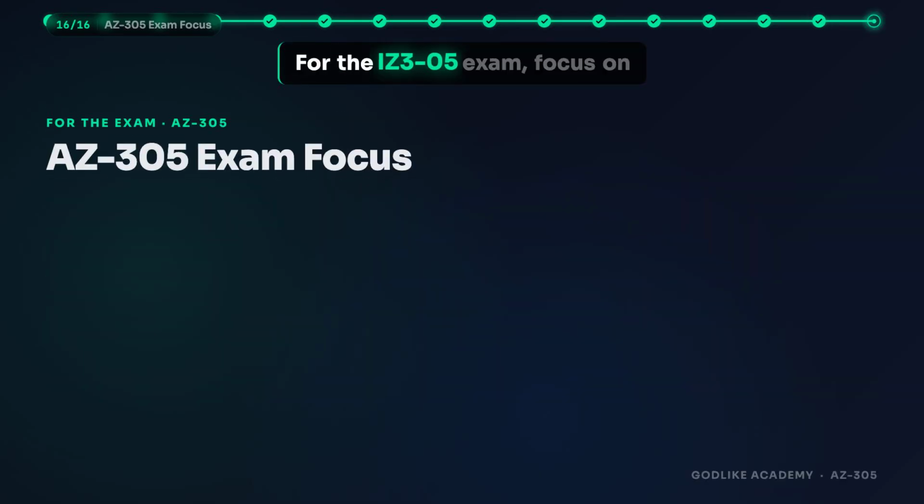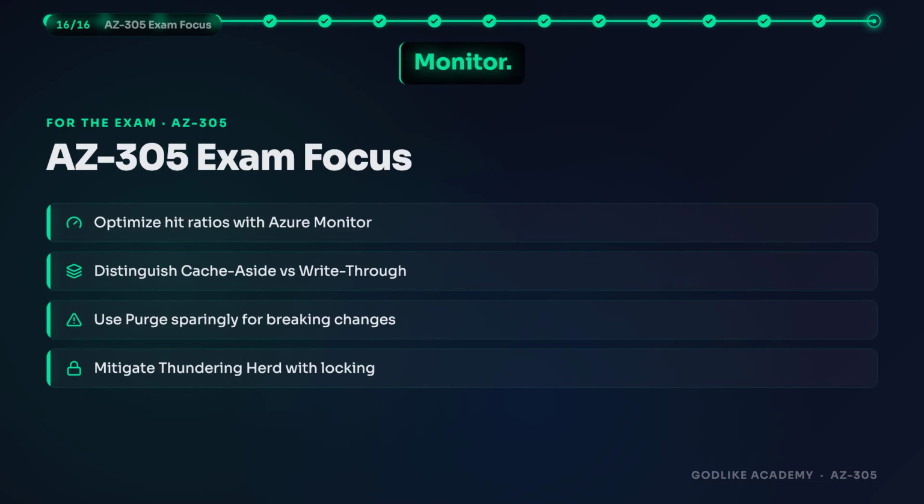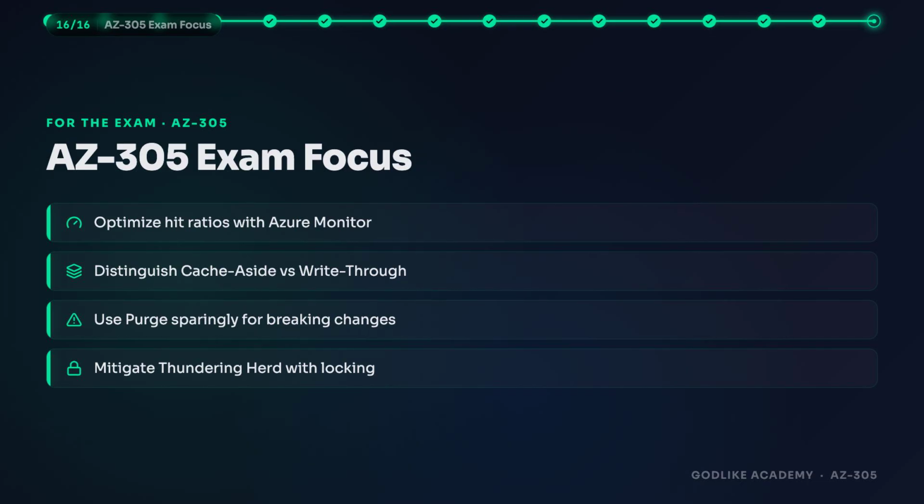For the AZ-305 exam, focus on these practical tips. You will likely encounter questions about optimizing cache hit ratios using Azure Monitor. Be prepared to identify when to use cache-aside versus write-through based on consistency requirements.